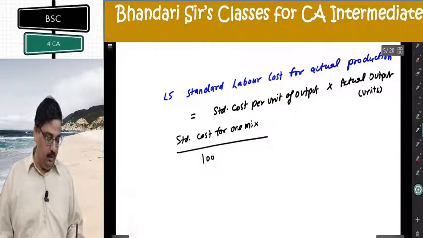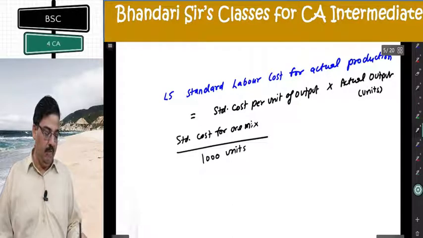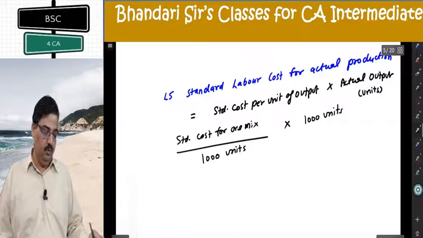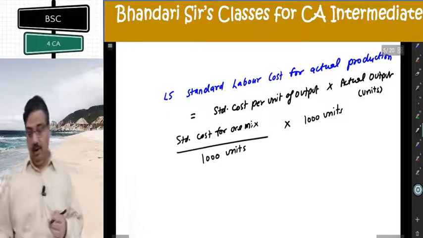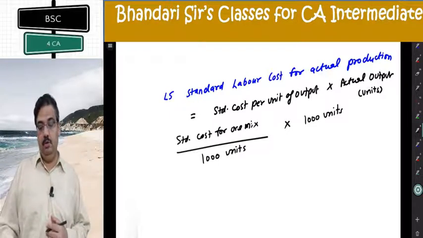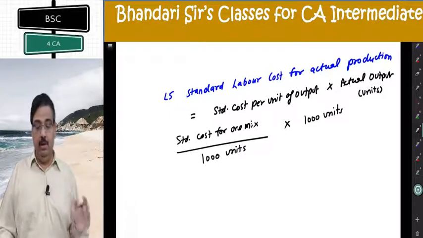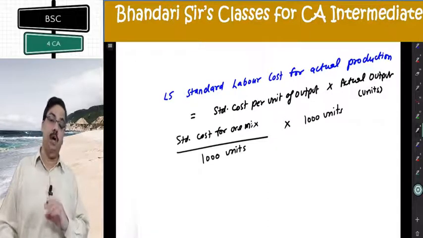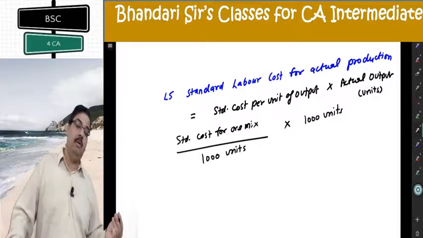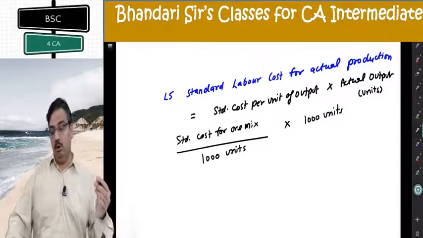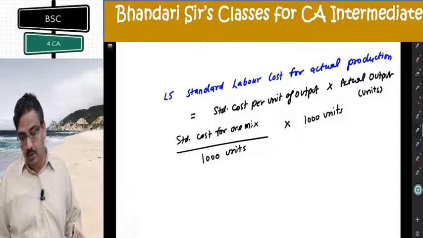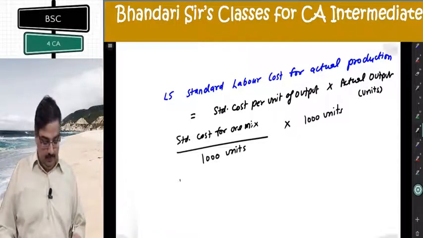Last step, standard labor cost for actual production, standard cost for one mix. Divide by 1000 units expected from that mix, multiplied by 1000 units actual output. So standard cost for one unit will be computed with the help of one mix divided by output from there, multiplied by actual output, which is also 1000 units. So let us compute that.